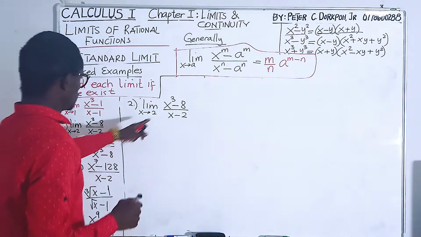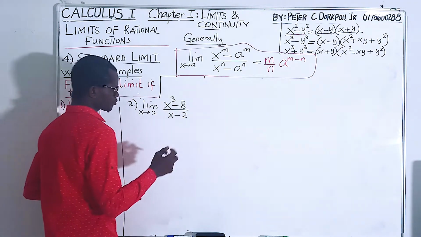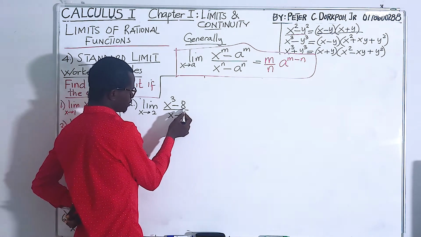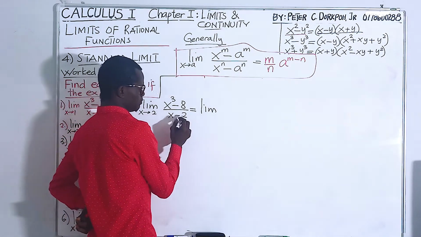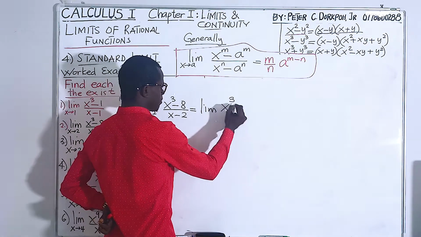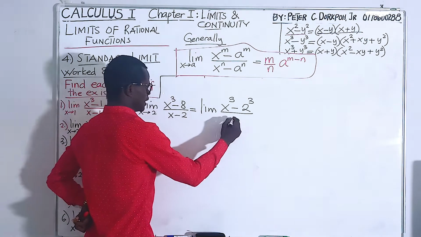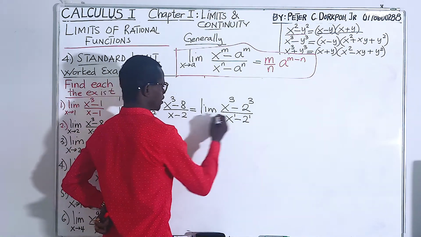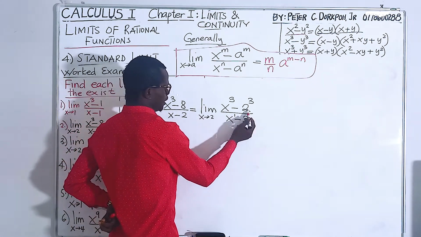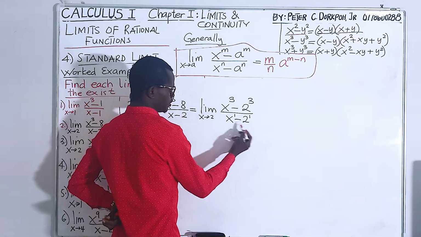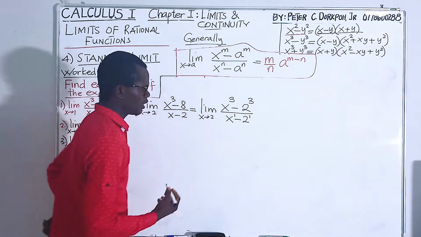Now question 2, you have x to the third power minus 8 divided by x minus 2. So we apply the standard limit, but we observe that the base here is not the same as the base down here. So we can make it the same. So we have x to the third power minus, we know that 2 raised to the third power is equal to 8, all divided by x to the first power minus 2 raised to the first power, right? As x approaches 2. So now, it is okay that the numerator bases are equal to the denominator bases.